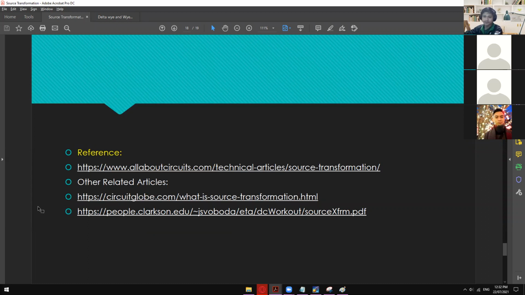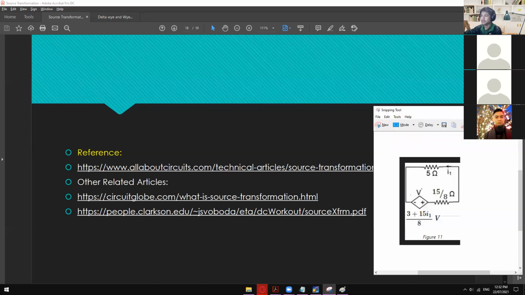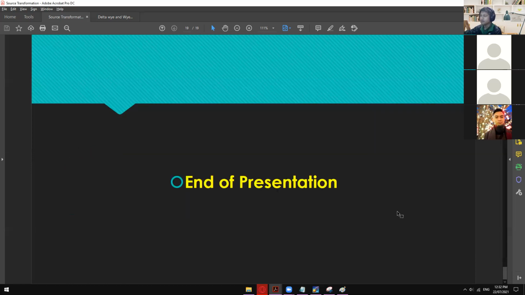So are we clear so far? Yes, sir. Okay. If you guys are going to ask me, this is the easiest theorem that I've learned so far. It's very easy since it's all about transforming series to parallel and then parallel to series until you arrive at a series connection. So that's it for the source transformation.